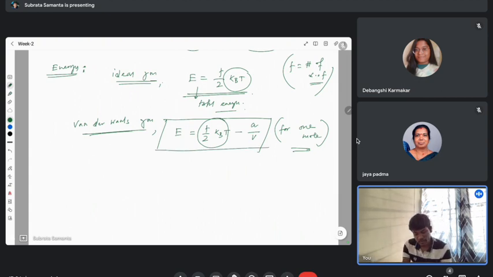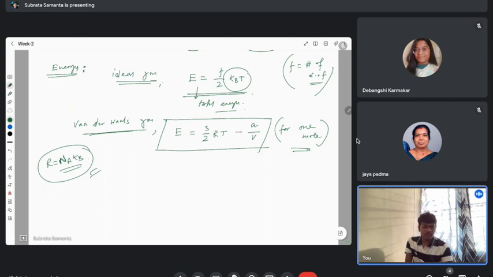Or more specifically, if we write, let's say, 3/2 RT. Okay, so R is N_A k_B, right? And we are considering 1 mole, so N_A is 1. So more specifically this is for 1 mole of van der Waals gas. So this is exactly derived.